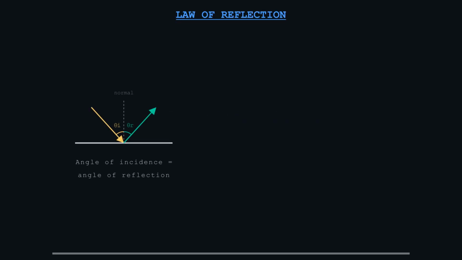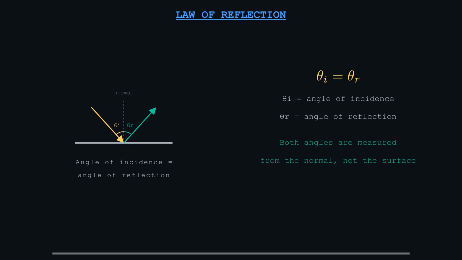The law of reflection says the angle of incidence always equals the angle of reflection. Theta i equals theta r. Both angles are measured from an imaginary line called the normal, drawn perpendicular to the surface at the point where the ray strikes it, not from the surface itself.